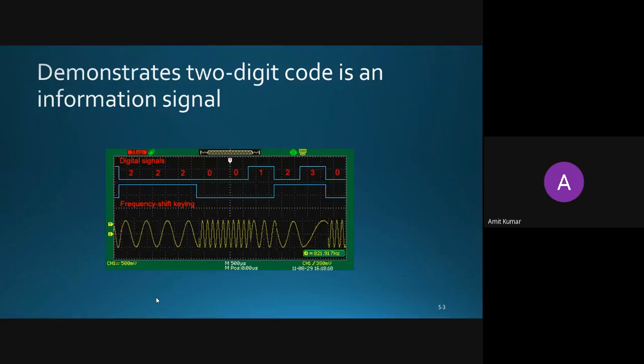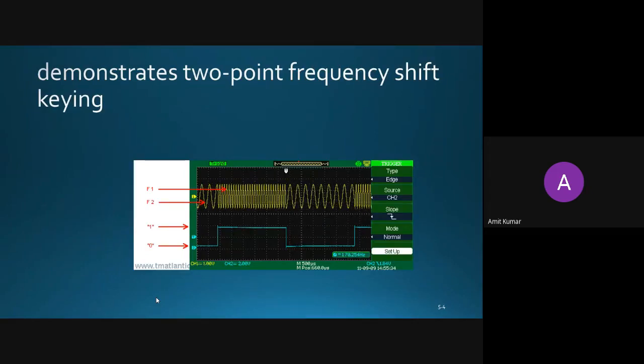Now we will see what will happen if you replace the 2-digit code by a 1-digit code. Now you are having only two levels. Either you are having 0 or you are having 1. So you are having two frequency components at the output side. It can be Fc plus delta F, or Fc minus delta F. So two frequency components: first one is F1, second one is F2. These two frequency components are available in your output signal.